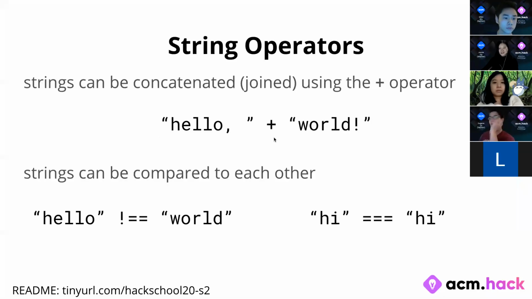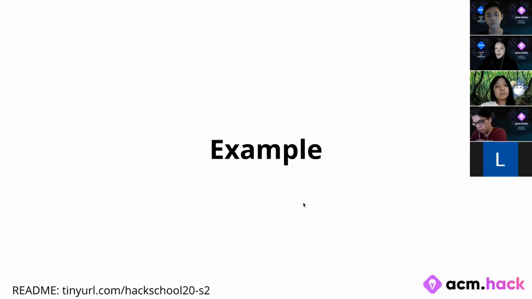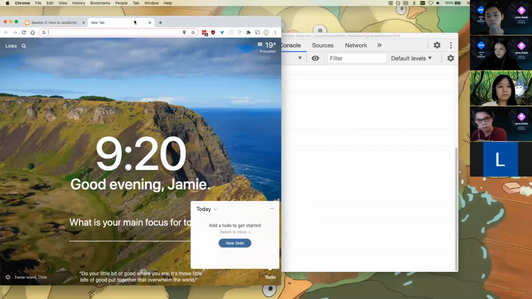Okay, so let's see what we can do with strings. Strings can be concatenated, which is just a fancy word for joined, using the plus operator. So I can add this hello string and this world string. You can also compare strings to each other. Similar to numbers, you can check if they're equal or not. Let's look at some examples of that.